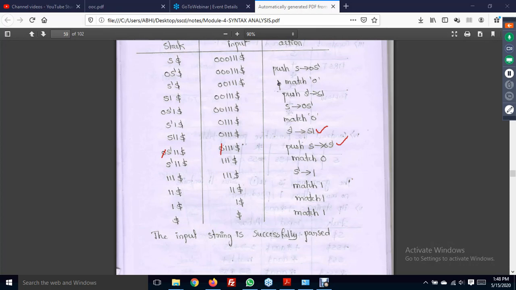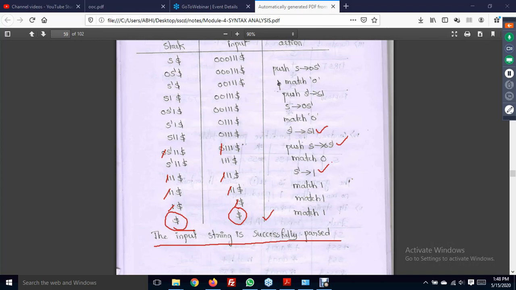S dash with 1 is 1. So S dash is 1 with 1. So 1 and 1 here is deleted. So again this one and this one is also matched. So 1 and 1 will be popped from the stack. So I'm left out with dollar and dollar. So as I get dollar and dollar, the string will be accepted. So the input string is successfully passed without any problem.